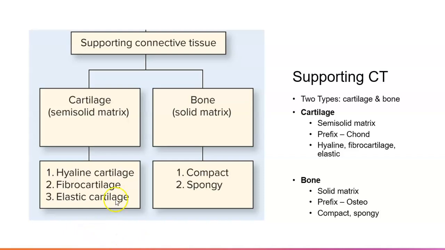Now, when you see chondri or chond, that should tell you cartilage. We'll examine three different types of these. Bone: when you see the prefix oste or osteo, that tells you you're looking at something related to bone.